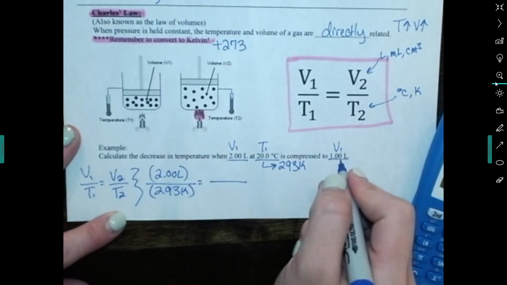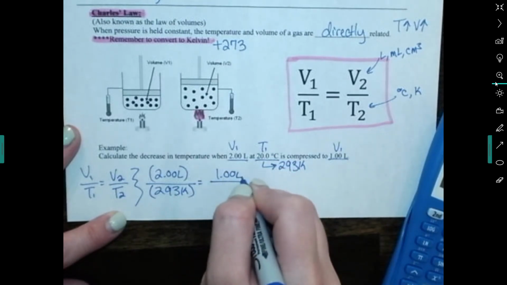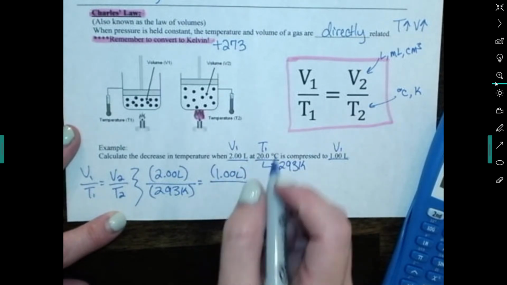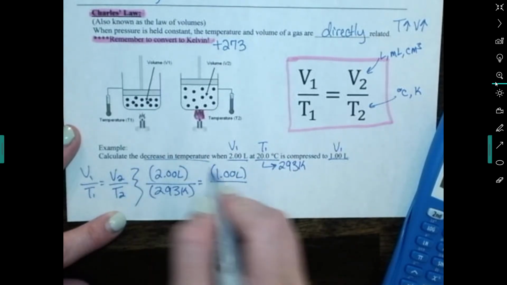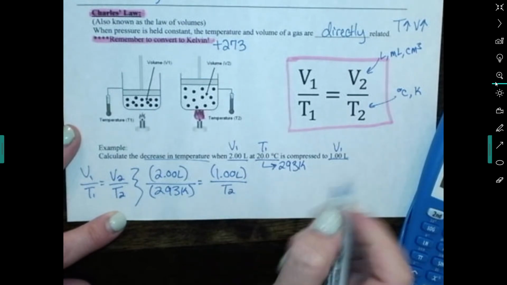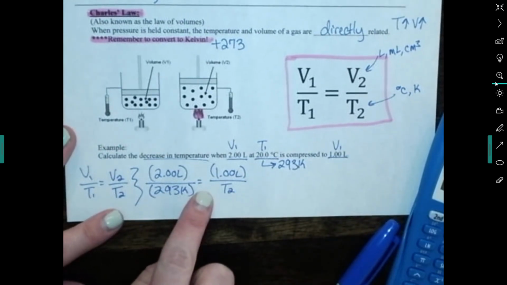My V1 is 1.00 liters. And then what am I looking for? So I must be looking for V2. Or sorry, T2. So I'm looking for T2. Okay, so now we need to solve this. I'll give you guys a little hint.